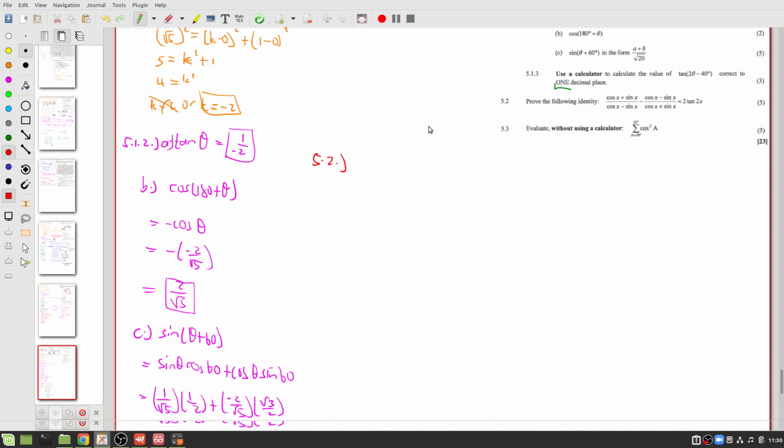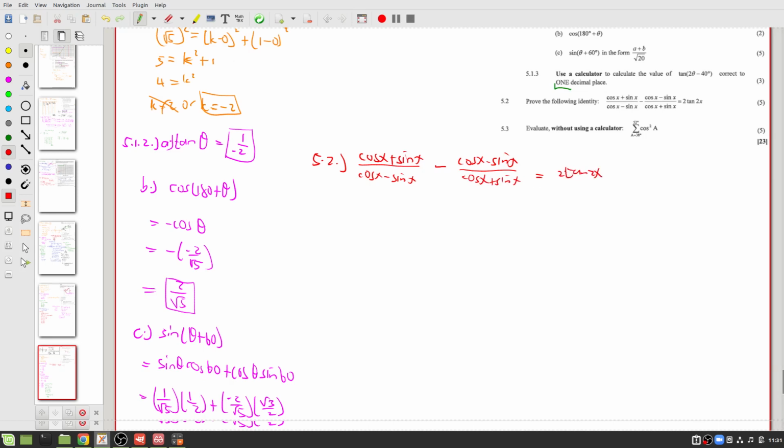Okay, prove the following identity. So first I'm just going to rewrite the identity. So we've got cos x plus sin x over cos x minus sin x, minus, and then cos x minus sin x at the top, and this time cos x plus sin x at the bottom. And we have to prove that that's equal to 2 tan 2x.